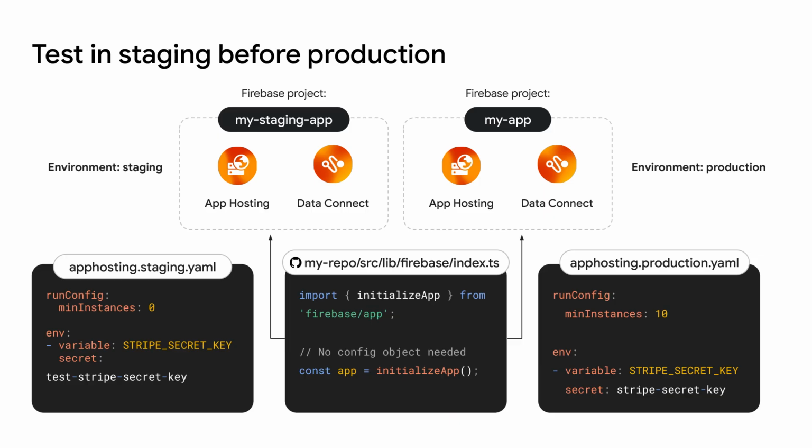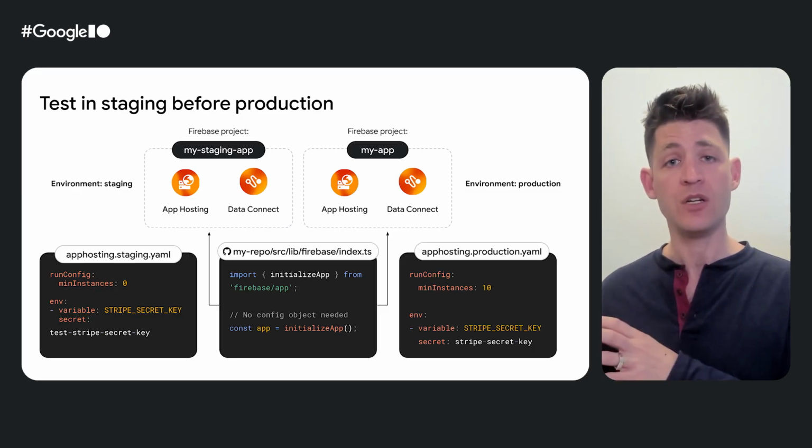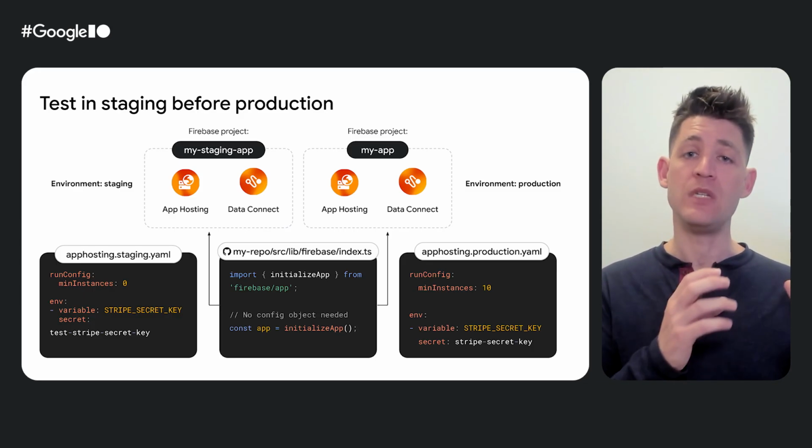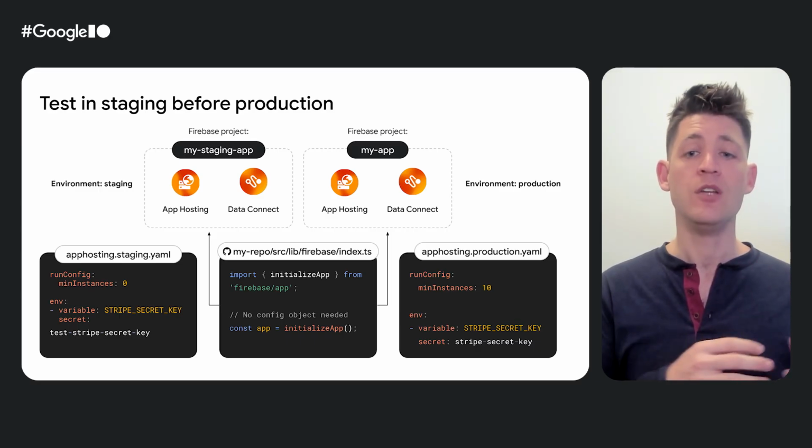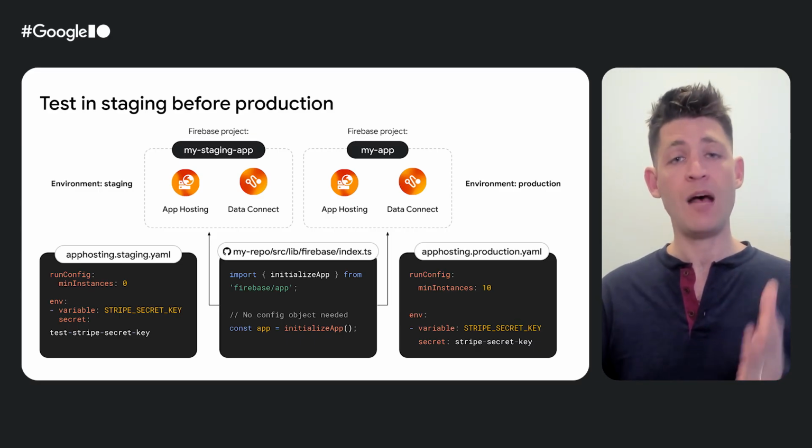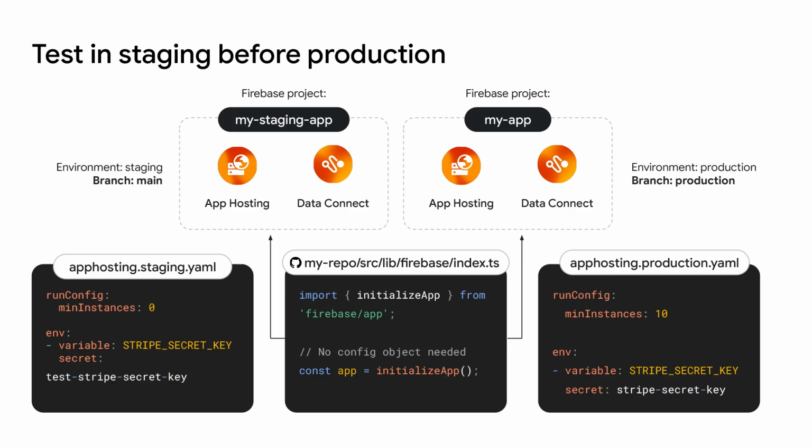If you have other resources that need to be specialized, Firebase app hosting has the concept of environments. You can label one backend as the production environment and another as the staging environment. By doing this, each backend will look at either apphosting.production.yaml or apphosting.staging.yaml to override configurations from apphosting.yaml in either production or staging.